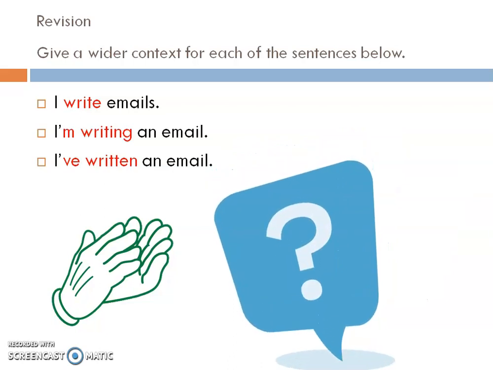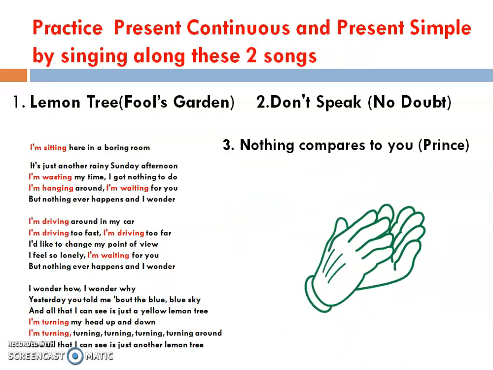And now I have here 3 songs recommending you to listen to, and why not learn them by heart. First song is Lemon Tree, sung by Fool's Garden, whose lyrics are on the screen, and I've written in red all the verbs used in this song, which are in present continuous tense, if you notice them.